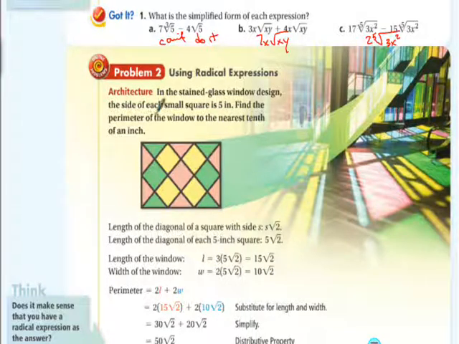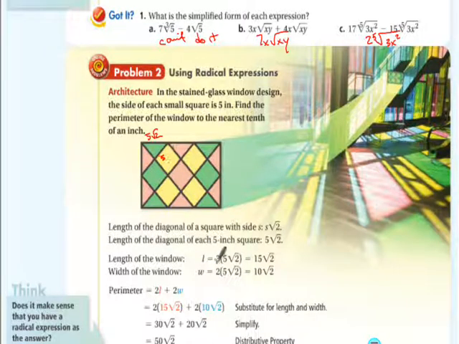All right. Using radical expressions, so here's a word problem example. In the stained glass window design, the side of each small square is 5 inches. Find the perimeter of the window to the nearest tenth of an inch. So you have to remember some quick geometry here, that if this right here is 5, then this right here is 5 square roots of 2 because it's a square. If you remember that from special right triangles, or you could do the Pythagorean theorem and get that.